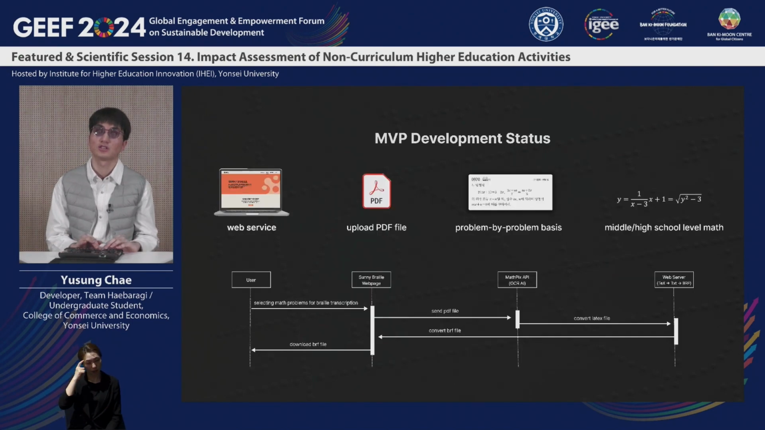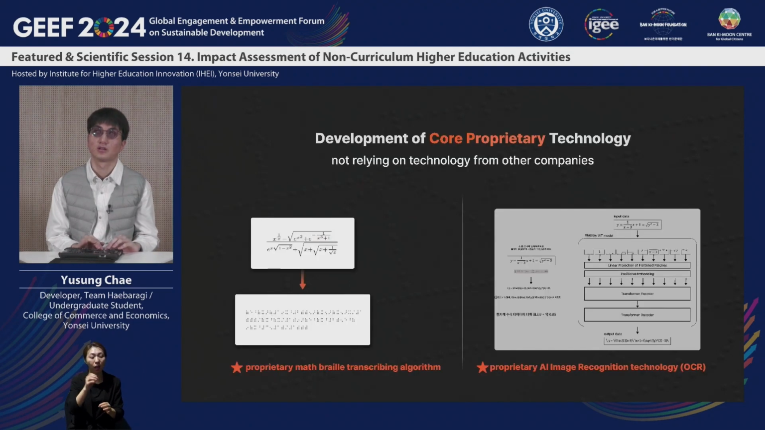So far, we developed a web service that handles some math equations at the middle and high school level. Our team is trying to build customized technologies through our own development rather than utilizing other companies' technologies. We have developed an equation algorithm and are also working on technology to extract text from images.